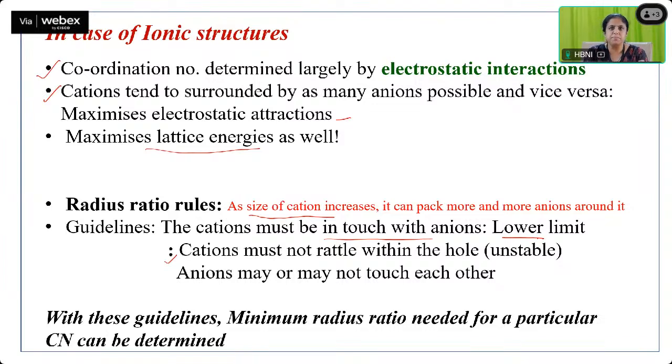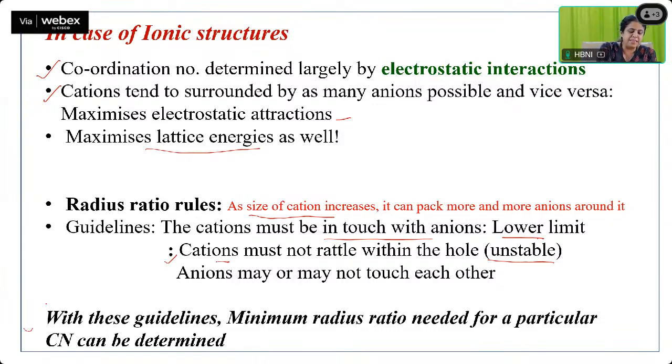The surrounding anions may or may not touch each other. If they touch each other, fine. If they do not, that is fine. But the cation sitting in the center should either fit in that hole, touching all the anions, or be slightly bigger than the hole so that the surrounding anions are not able to touch each other. But it should not happen that the cation is rattling within the hole. That kind of arrangement is energetically unstable.